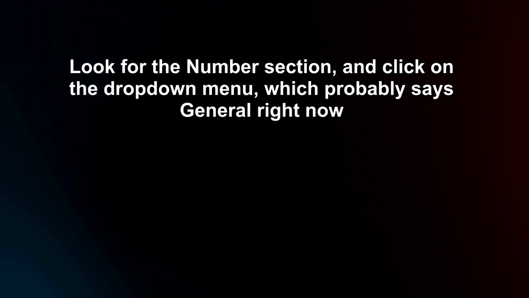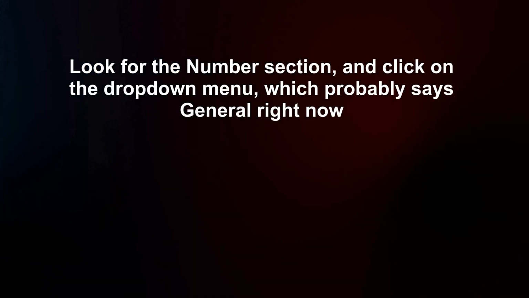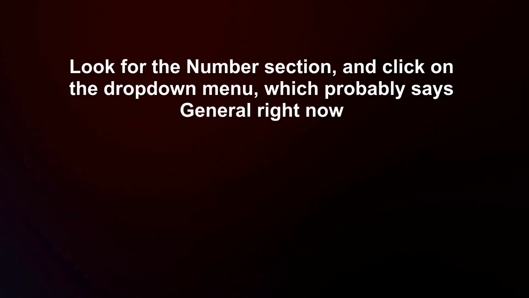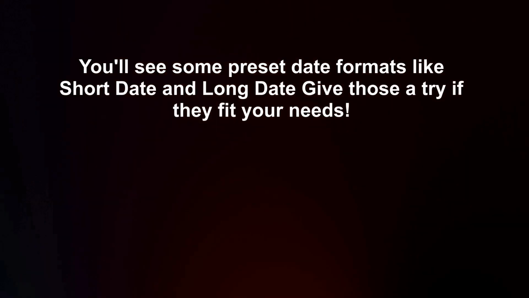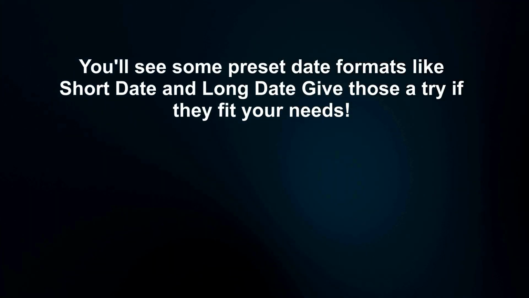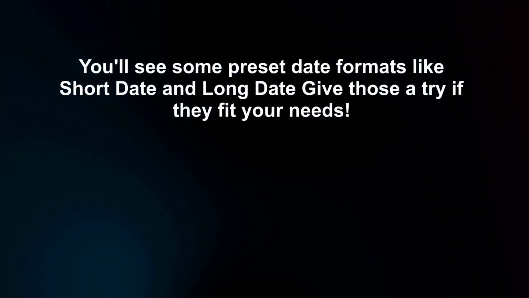Next, go to the Home tab in the Excel ribbon. Look for the Number section, and click on the drop-down menu, which probably says General right now. You'll see some preset date formats like short date and long date. Give those a try if they fit your needs.